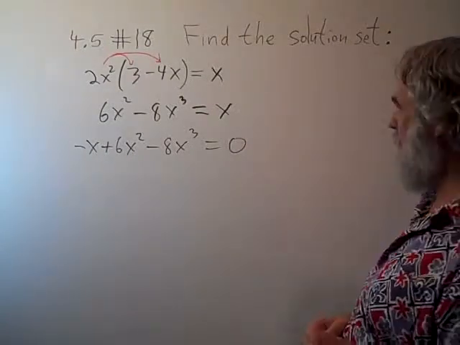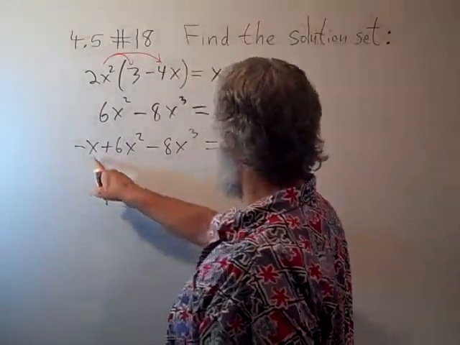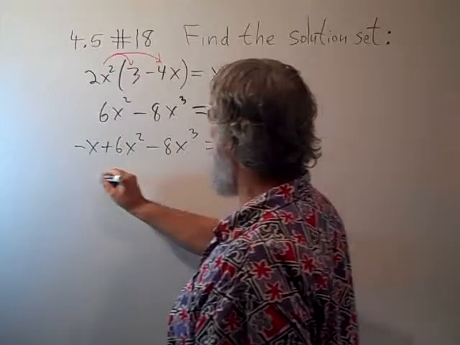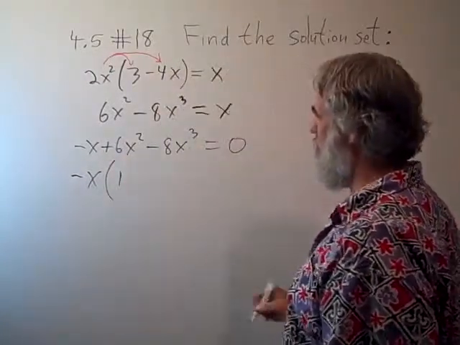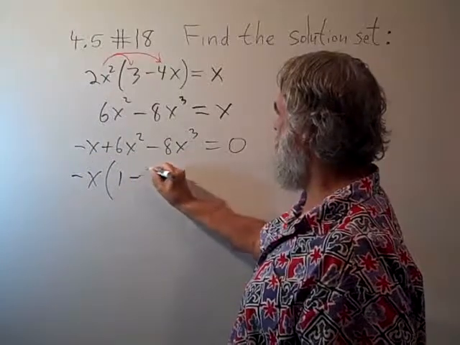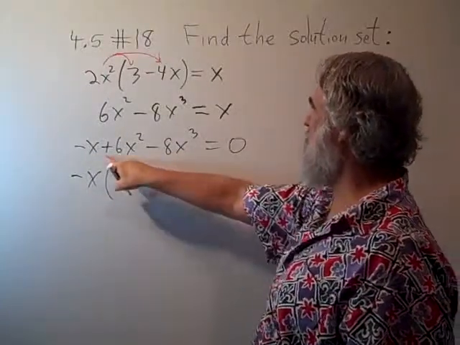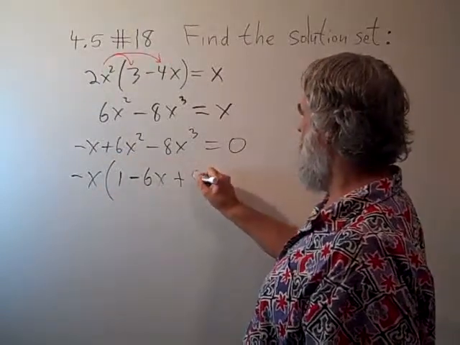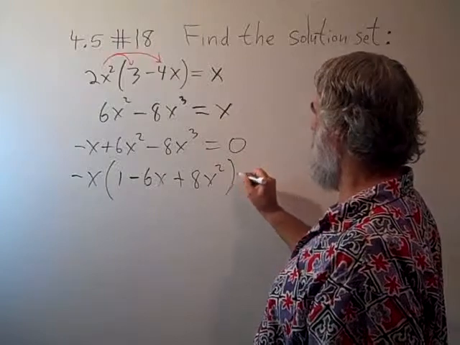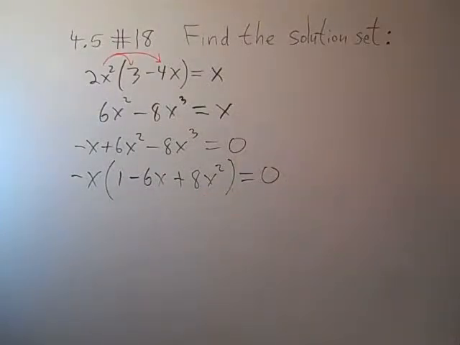let's factor out a negative x. There's a negative x. You can factor out a negative x from each term, and that's times 1 will equal the negative x. Minus 6x, negative x times negative 6x equals positive 6x squared. And a negative x times an 8x squared will equal negative 8x cubed.